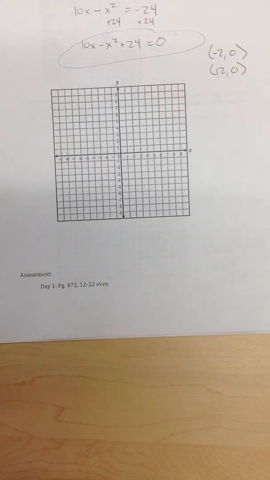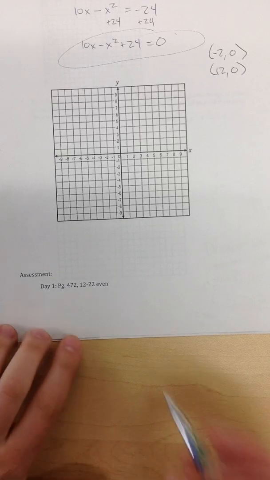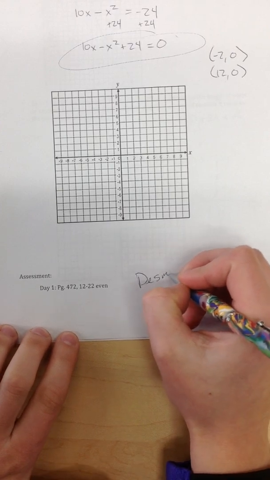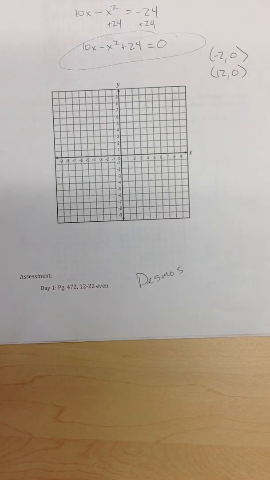Okay, so this is your book page assignment here, page 472, 12 to 22 even, and you will probably want some graph paper for that. If you've got a calculator like this, a graphing calculator, you can use it. If not, use Desmos. Desmos.com or Desmos Graphing, something like that, will help you graph these so you don't have to do each of them out by hand. Okay?